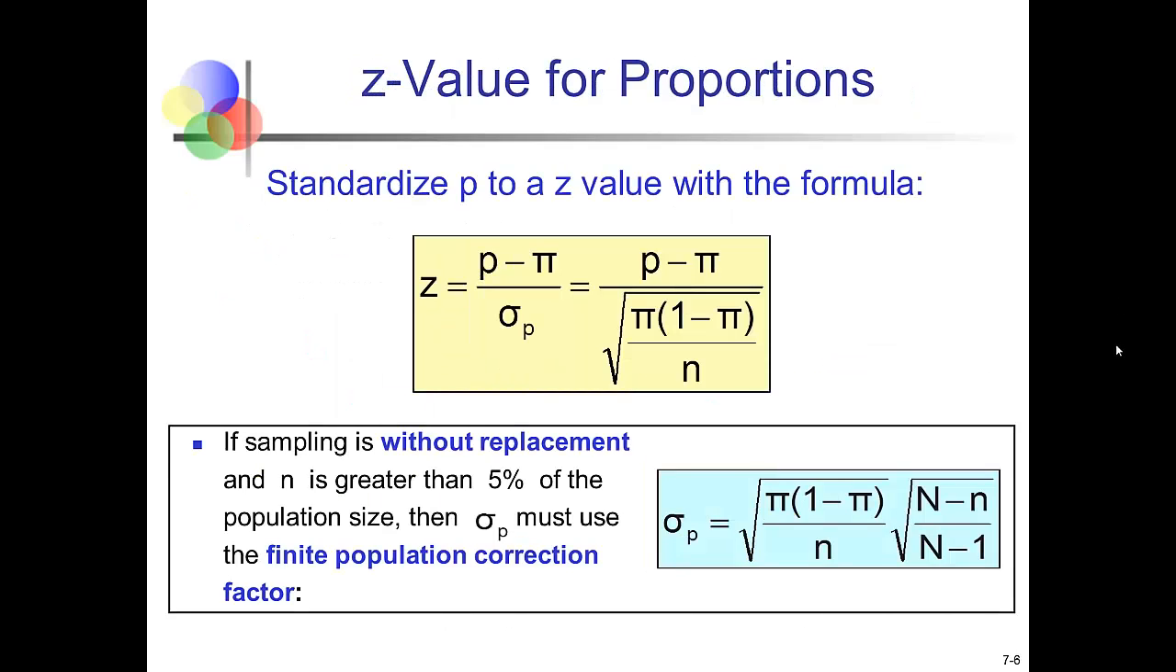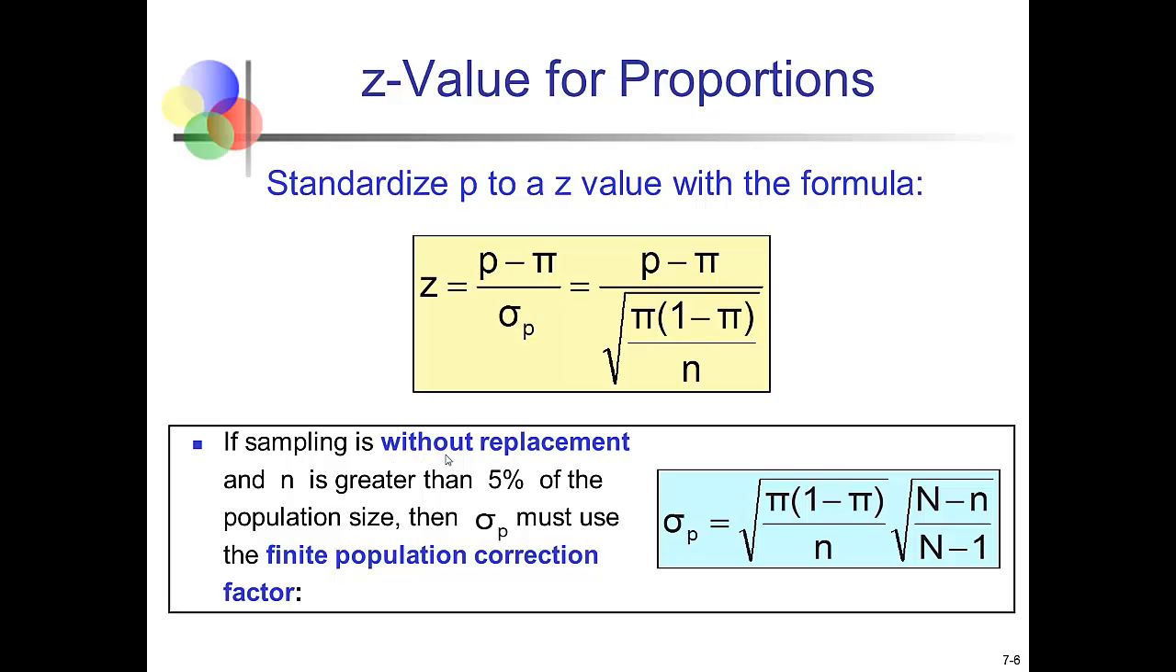We can calculate a z-value for proportions. The z-value is written like this. That sampling error goes on the top, so our sample proportion minus our population proportion, how far apart are the sample and population values, divided by the standard deviation. So divided by the square root of pi times 1 minus pi, divided by n.